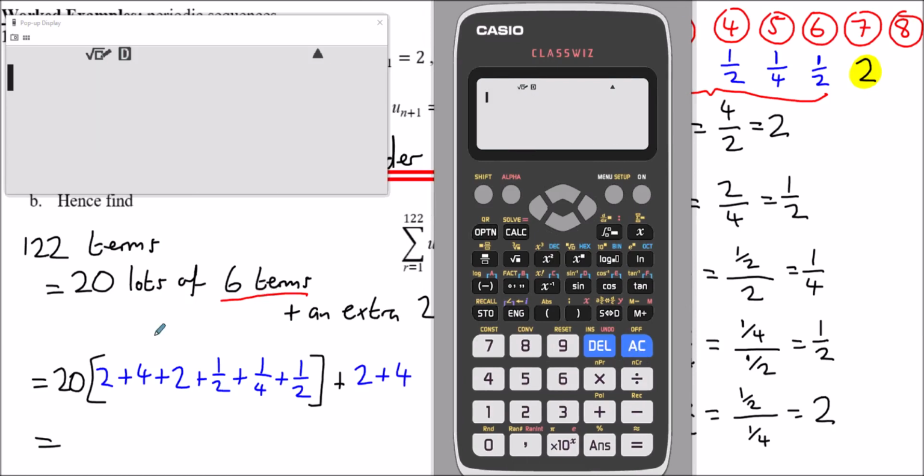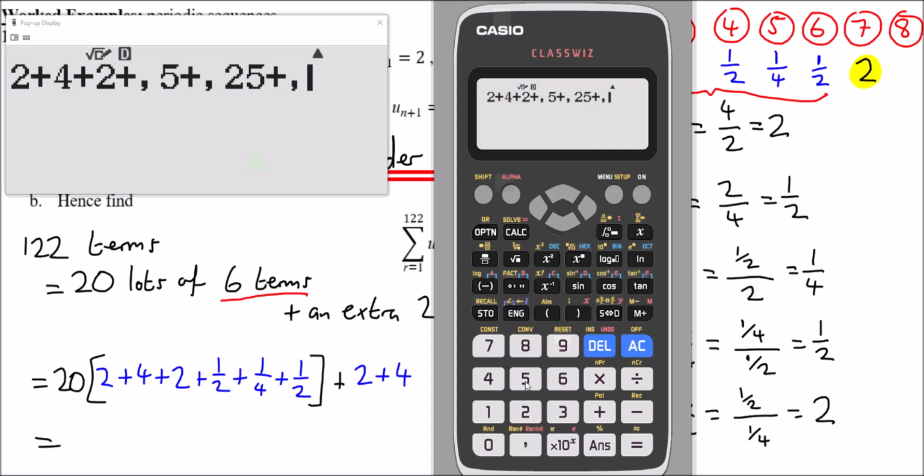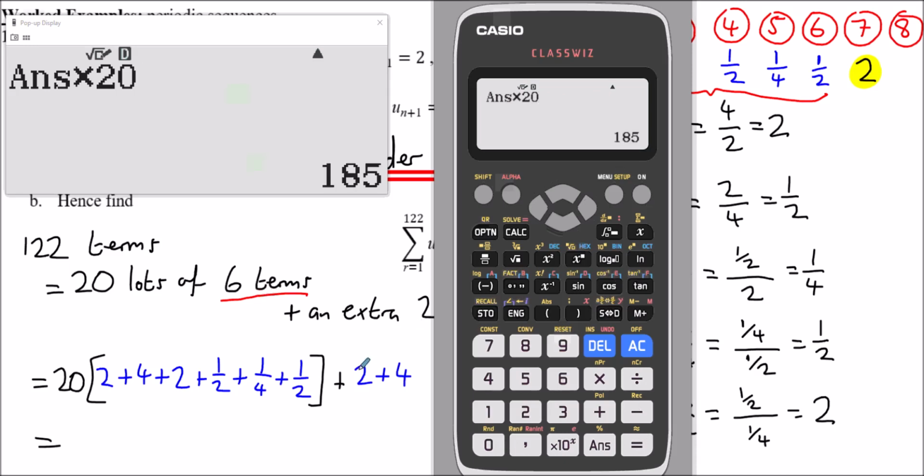So you can work this out first if you want to. Just add them up. 2 add 4 plus an extra 2. A half, I'm going to be lazy and just type 0.5. A quarter, again I'll be lazy and just type 0.25. A half, another 0.5. Get 37 over 4. Times that by 20, gives me this, then plus the extra 2 and plus the extra 4, that sums up to a grand total of 191.